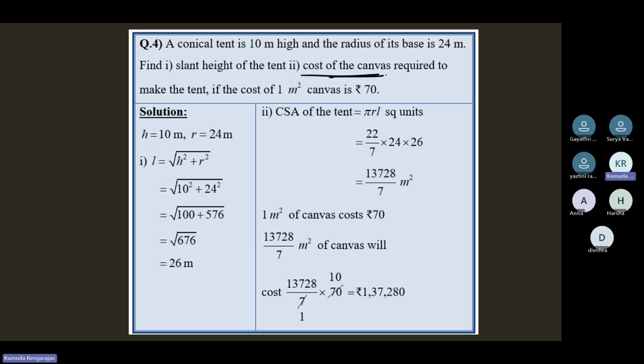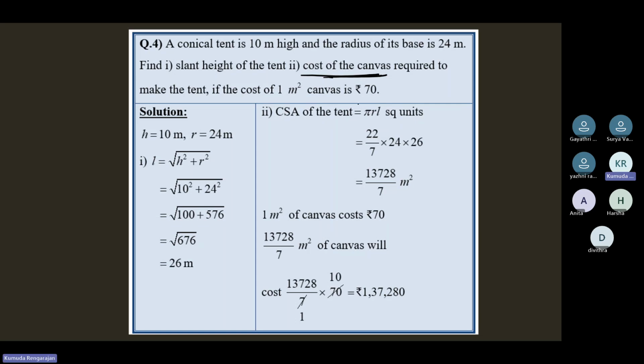Then you'll have to find the cost of canvas. So to find the cost of canvas, first you should find the area. See, supposing you have to find how much money you'll be spending on books this year. For that, you should decide how many books you're going to buy. How much are you going to spend on fruits? For that, you should first decide what you're going to buy, apples, mangoes. So similarly here, to find the cost of canvas, you can find the cost only if you know how much canvas you have to use. For that, you should find the CSA of the tent.